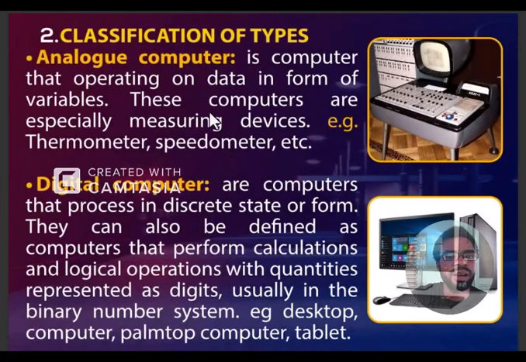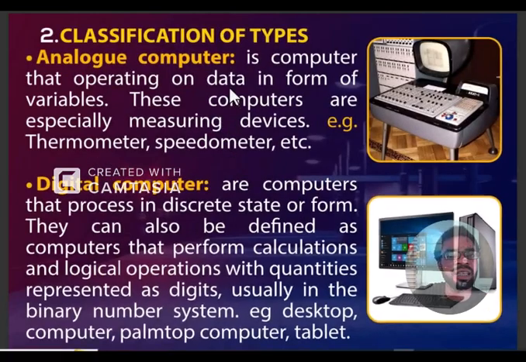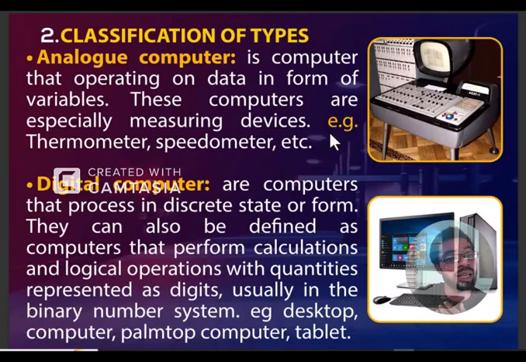We also have a classification by types. In the classification by types here, we have the analog computer. The analog computer is the one that operates on data in the form of variables. These computers are especially measuring devices. The measuring devices here are the thermometer, speedometer and so on.